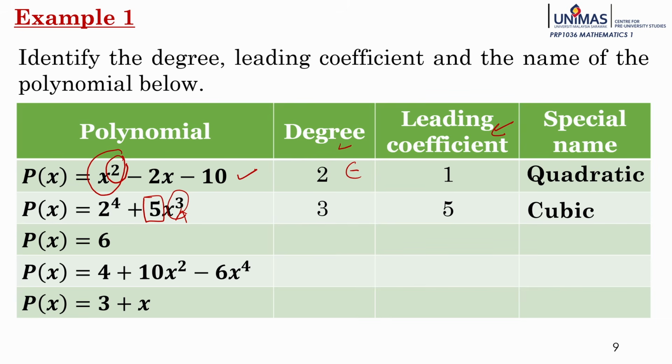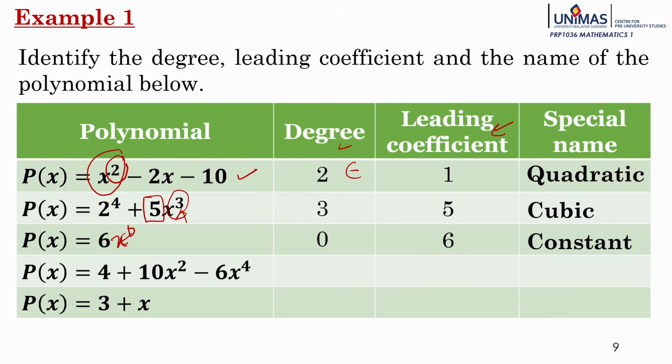Okay, this one, polynomial. So remember, a constant also is a polynomial because 6 means 6x to the power of 0. That's why we can get 6. So this also is a polynomial. So the degree must be 0. Okay, and then the leading coefficient is 6. Special name is constant.